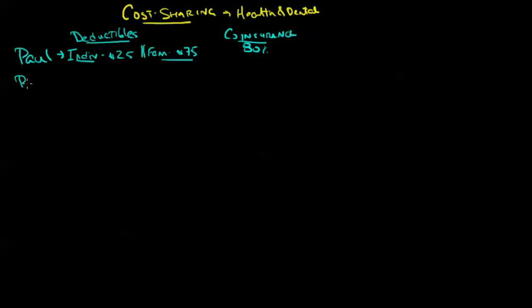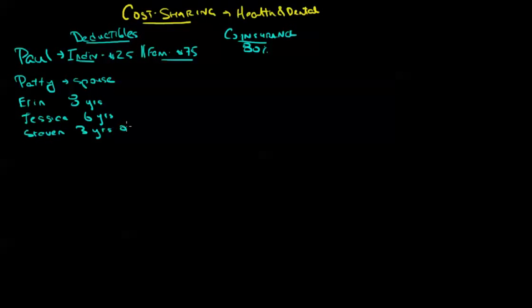Okay, now let's say under Paul's plan that we have five family members. We have Paul, his spouse Patty, and their three children, Aaron, Jessica, and Stephen. And Aaron is 8 years old, and Jessica is 6 years old, and Stephen is 3 years old.